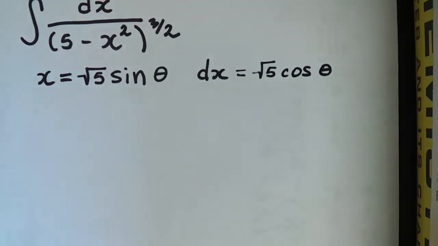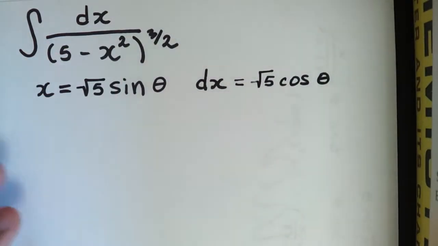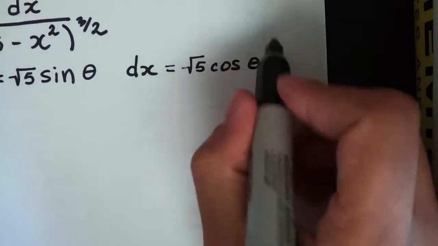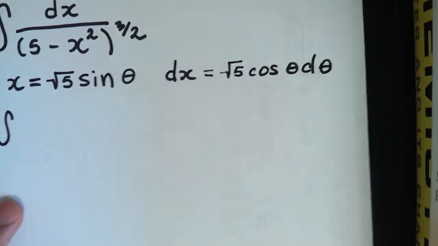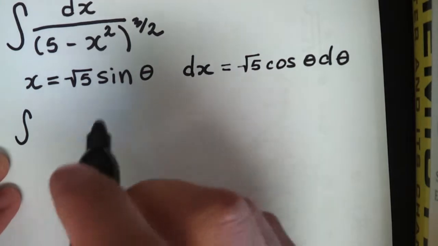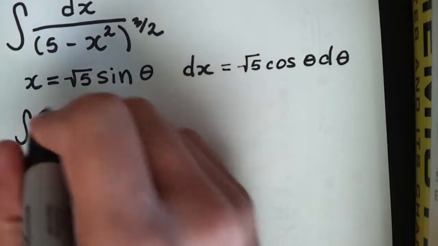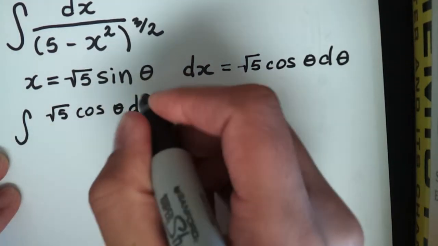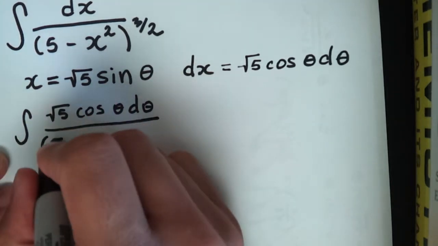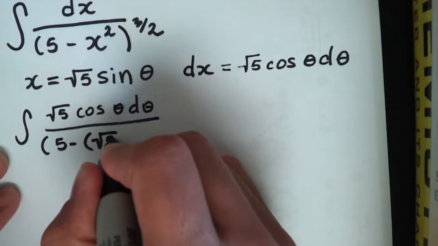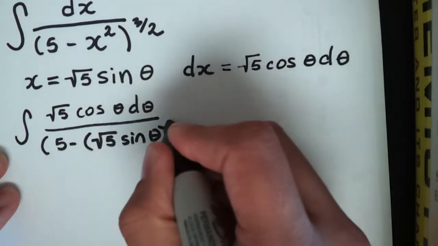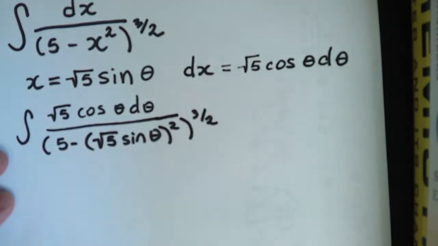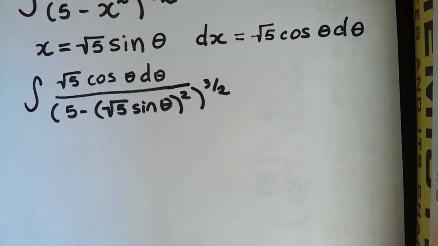Now all we have to do is plug them into our formula up here. Oops, I forgot d theta, because we're taking the derivative with respect to theta. So dx is equal to the square root of 5 cos theta d theta, so that got rid of the dx, over 5 minus the square root of 5 sine theta squared to the power of 3/2. Notice I didn't lose anything in terms of quantities. They're all there, I just made my substitutions.